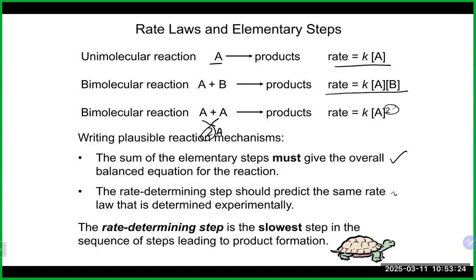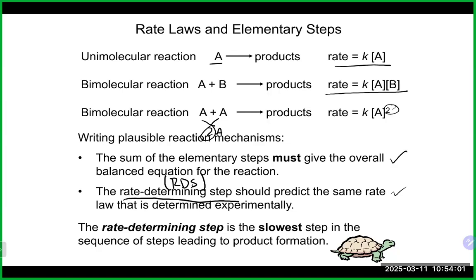The second thing is the rate determining step. The rate determining step, sometimes abbreviated as the RDS, should have a rate law that is the same rate law that you find experimentally. So as we know, rate laws are found experimentally, but in a mechanism, there should be a step, the rate determining step, that has a rate law that actually matches the one that was found experimentally. And then you would know it's a good mechanism in a sense.